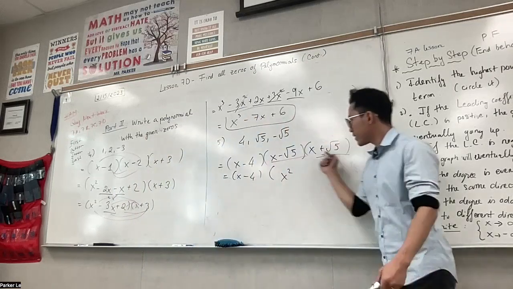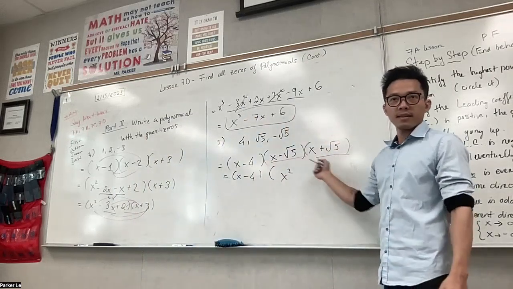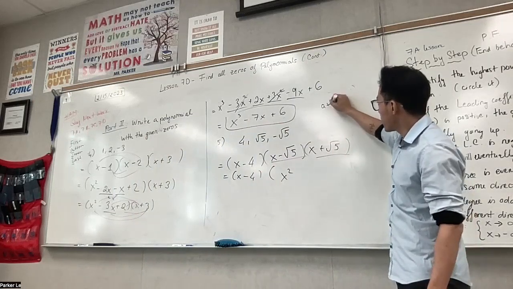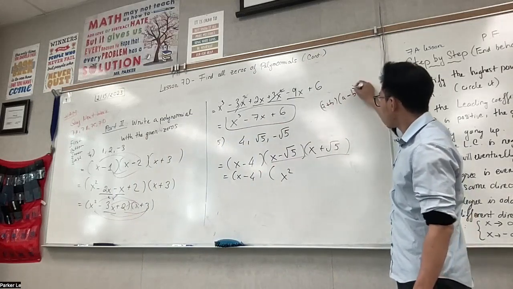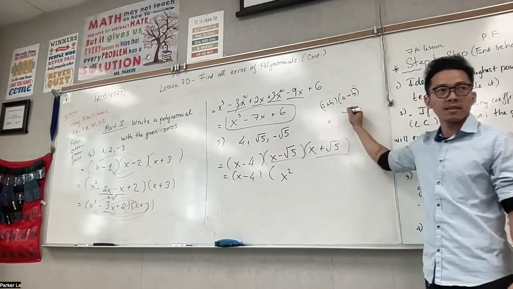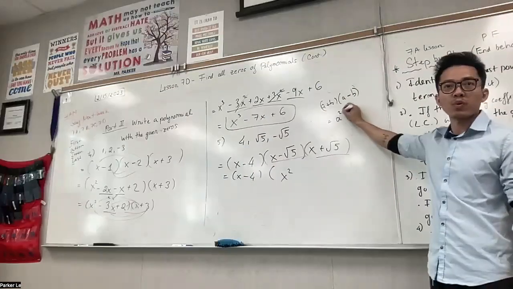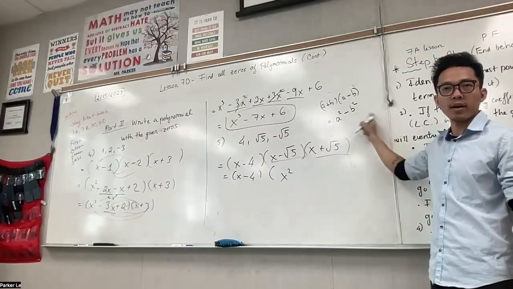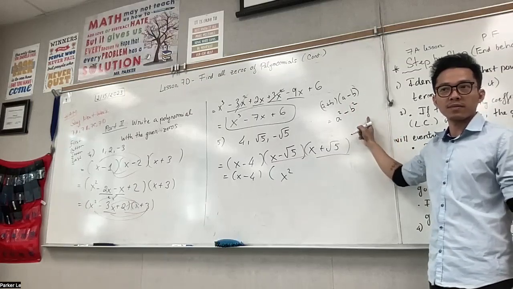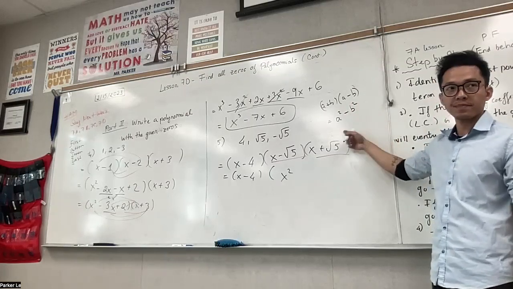What is this? Remember a plus b times a minus b. What is it equal to? A square minus b square. Remember this? Difference of square. Yeah? No? Difference of square.